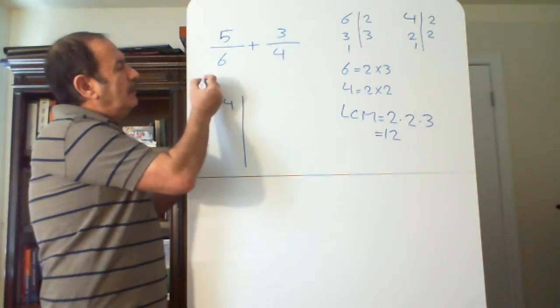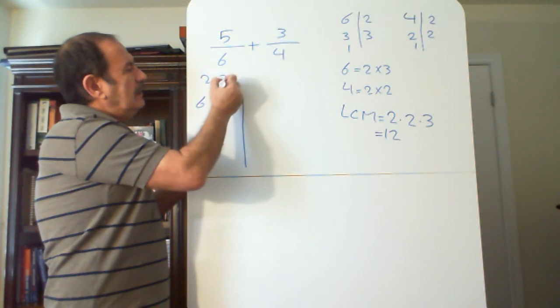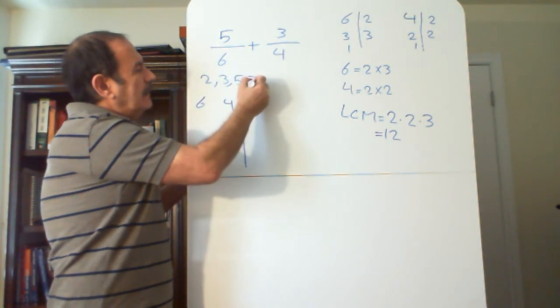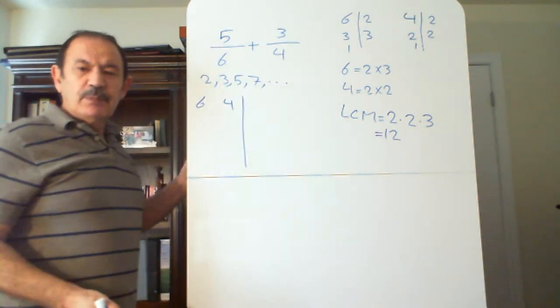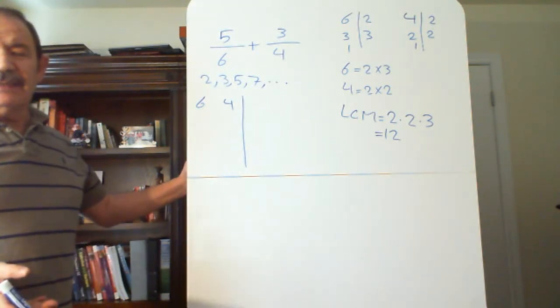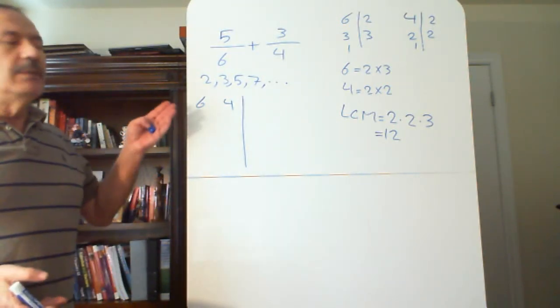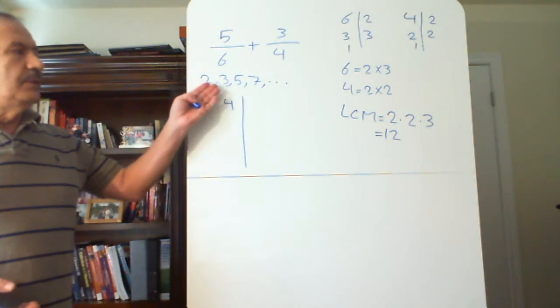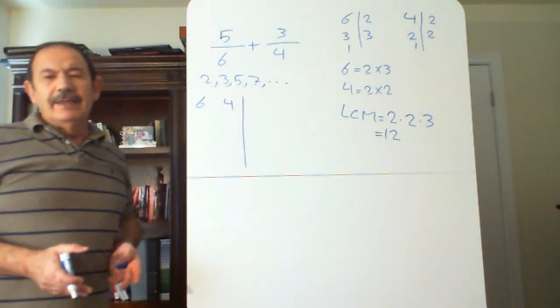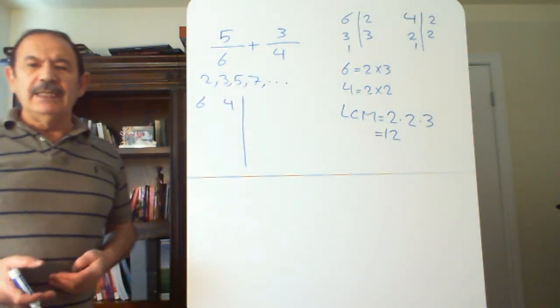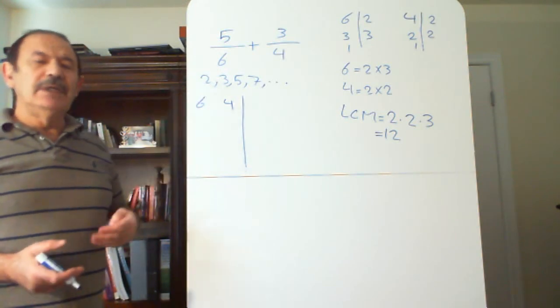What are the prime numbers? 2, 3, 5, 7, and so on. If you remember, the prime numbers are the numbers that can be divisible only by 1 and themselves. They are divisible only by 1 and themselves. We call them prime numbers.